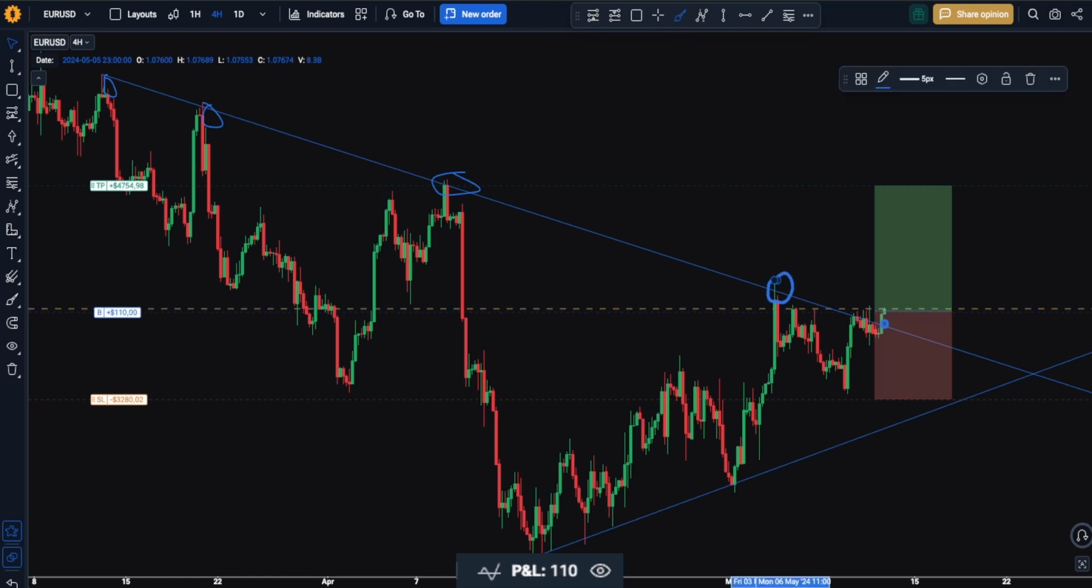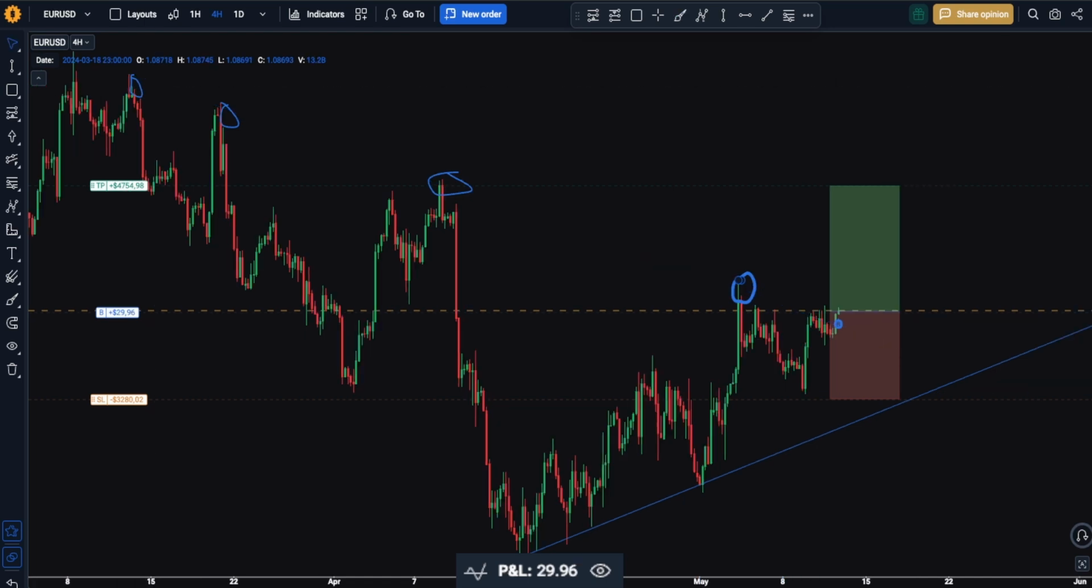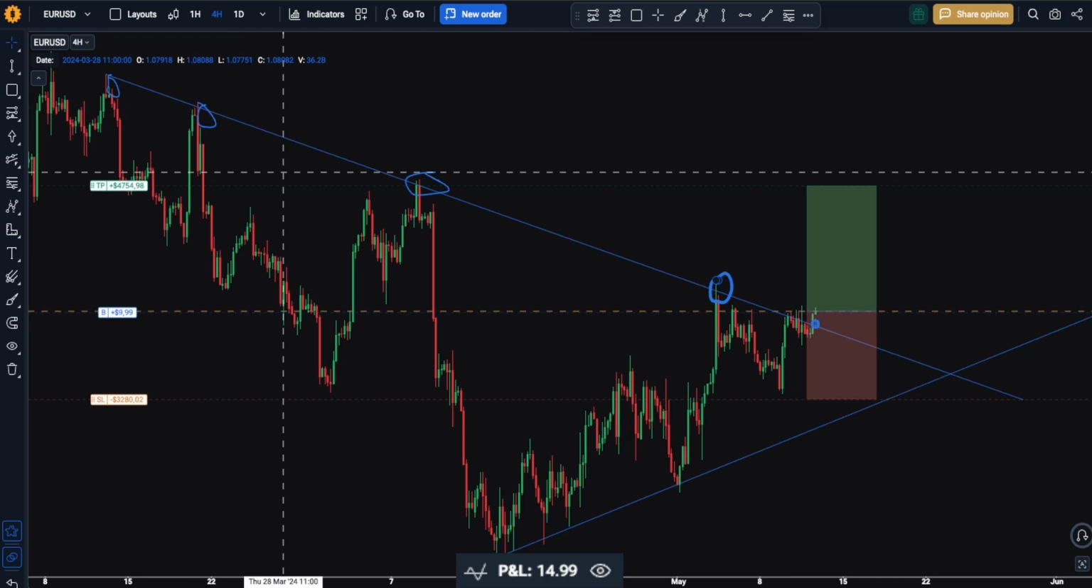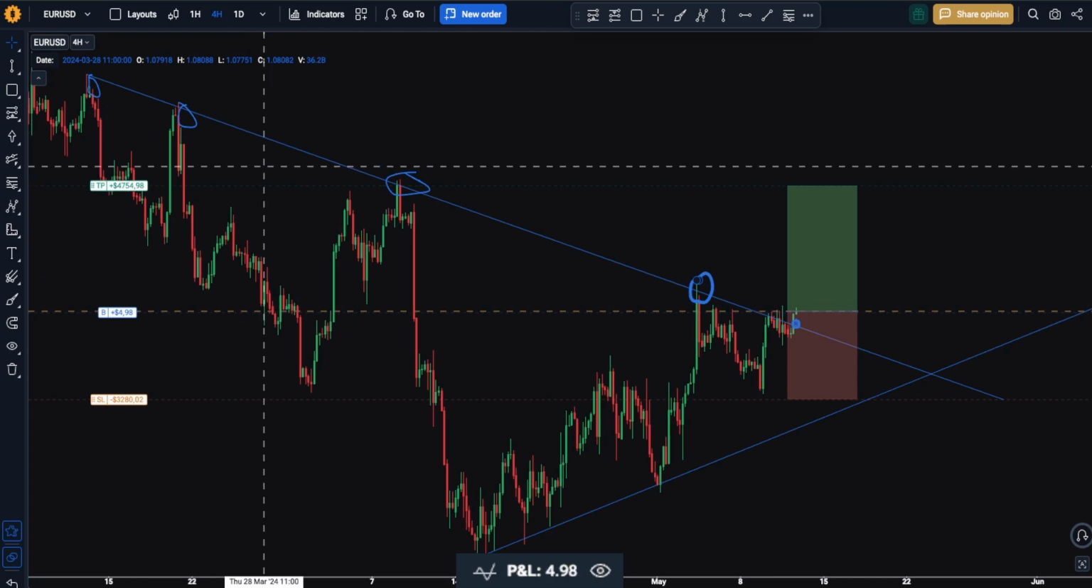So minimum we need to have 3 touches to have a validated trend line. Each test of this trend line resulted in rejection, maintaining the downtrend structure. The market consistently recognized this level as resistance, creating a reliable technical formation.